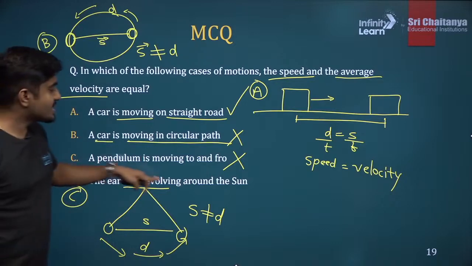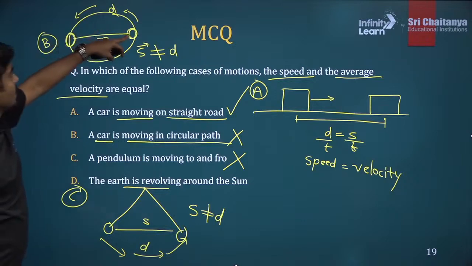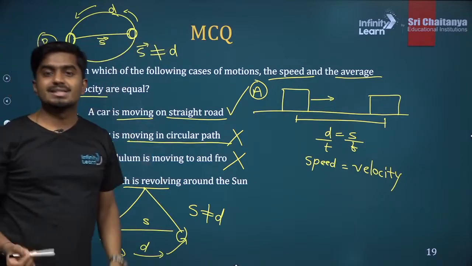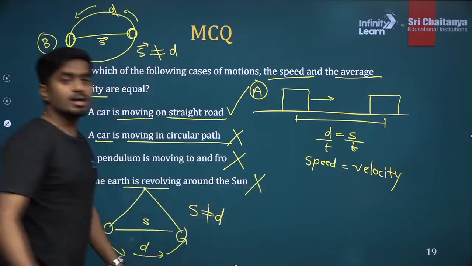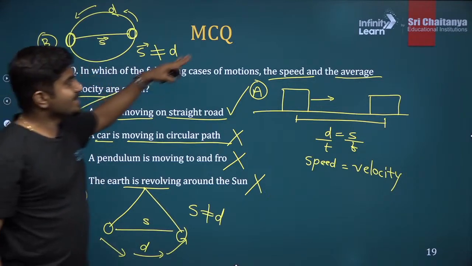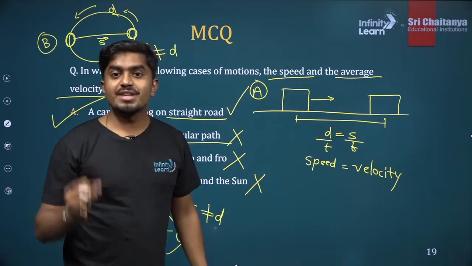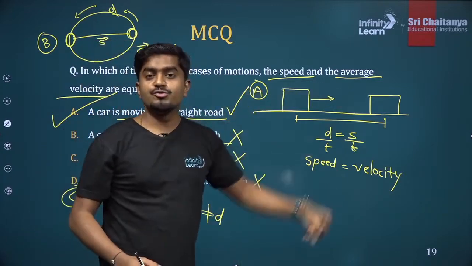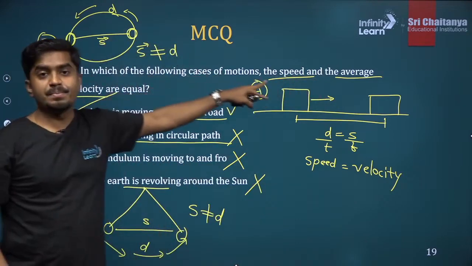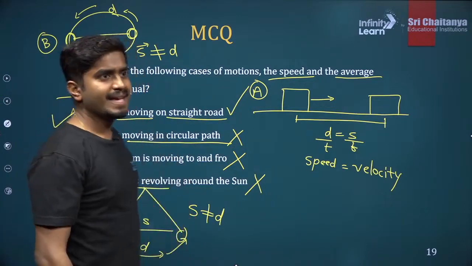Now the next one, Earth is revolving around the sun. It is the same as circular motion. This is the Earth, for example, moving around the sun. So displacement is not equal to distance, so even this is wrong. The only correct option is option A. The speed and the average velocity are equal when the object is moving along a straight line. Whenever an object moves along a straight line, the average speed and the average velocity are going to be equal. Clear? Easy, right?